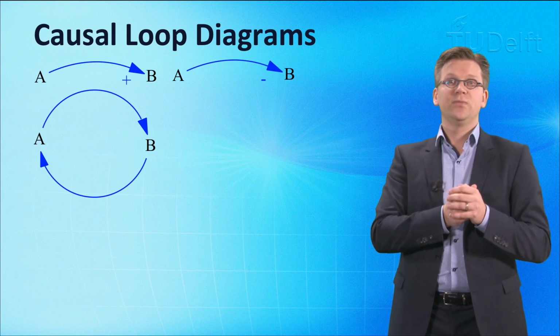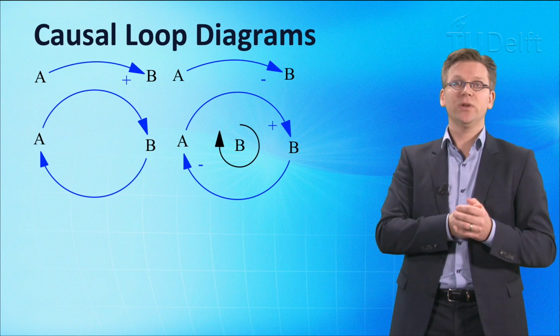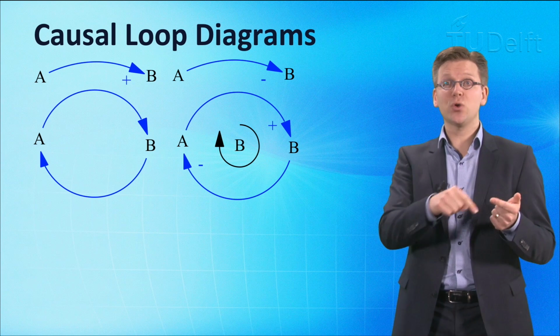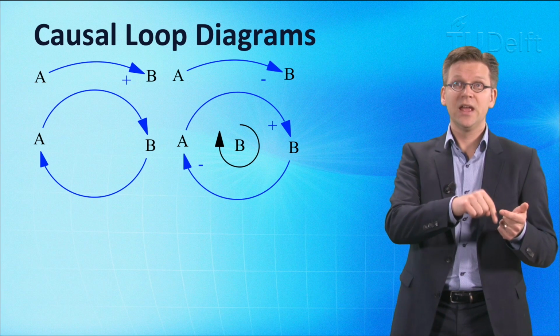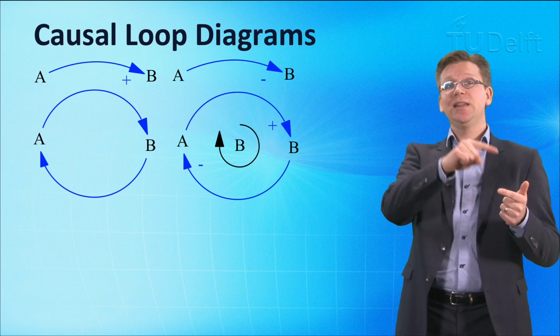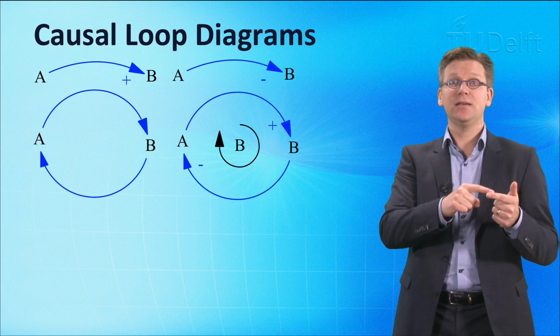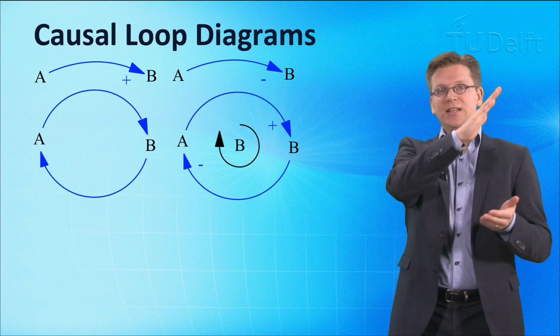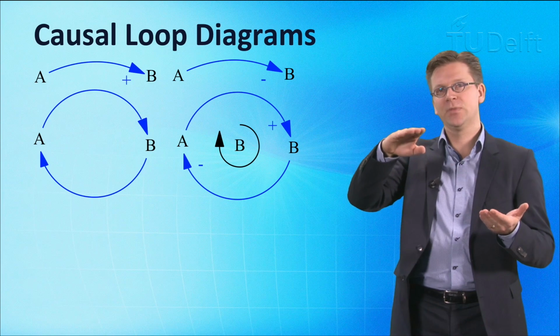A feedback loop is called a balancing loop if an initial increase in variable A leads after some time to a decrease in A, but also if an initial decrease in A leads to an increase in A. In isolation, such feedback loops generate balancing or goal-seeking behavior.